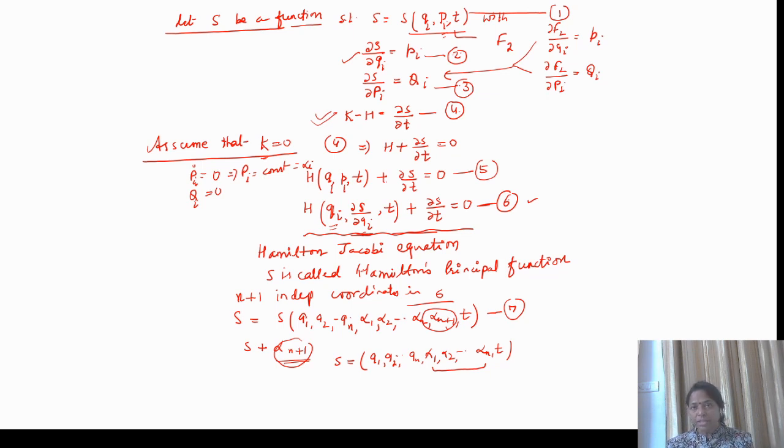we want to find a generating function S in Hamilton-Jacobi theory, such that for this generating function, my P should be constant, my Q should be constant, so that I may get the solution. How will I get the solution? Suppose I again come to equations 2 and 3. So you look at 3. What will happen in 3?